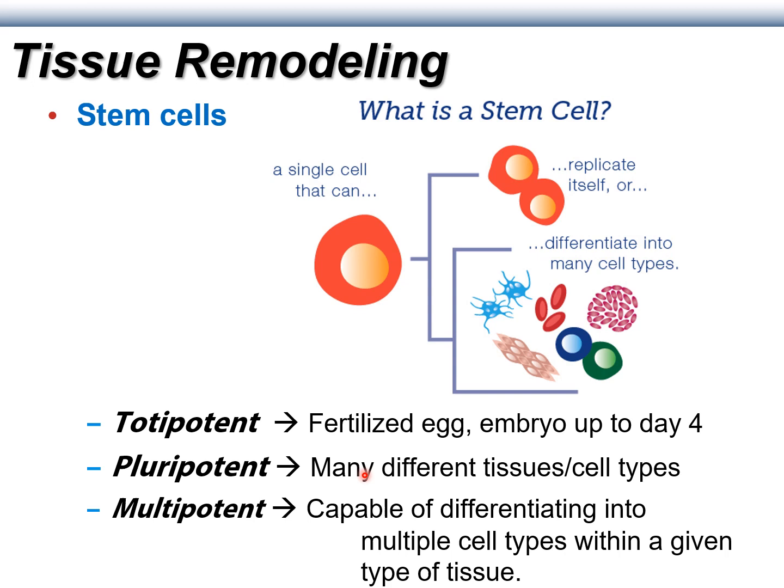Pluripotent means that they can form many different types of tissues. Like, for instance, maybe they can form bone tissue or cartilage or blood cells or that sort of thing, or fat tissue. So pluripotent means lots of different tissue types, whereas multipotent is capable of differentiating into different cell types within a given tissue. So for instance, try to think of a good one for that.